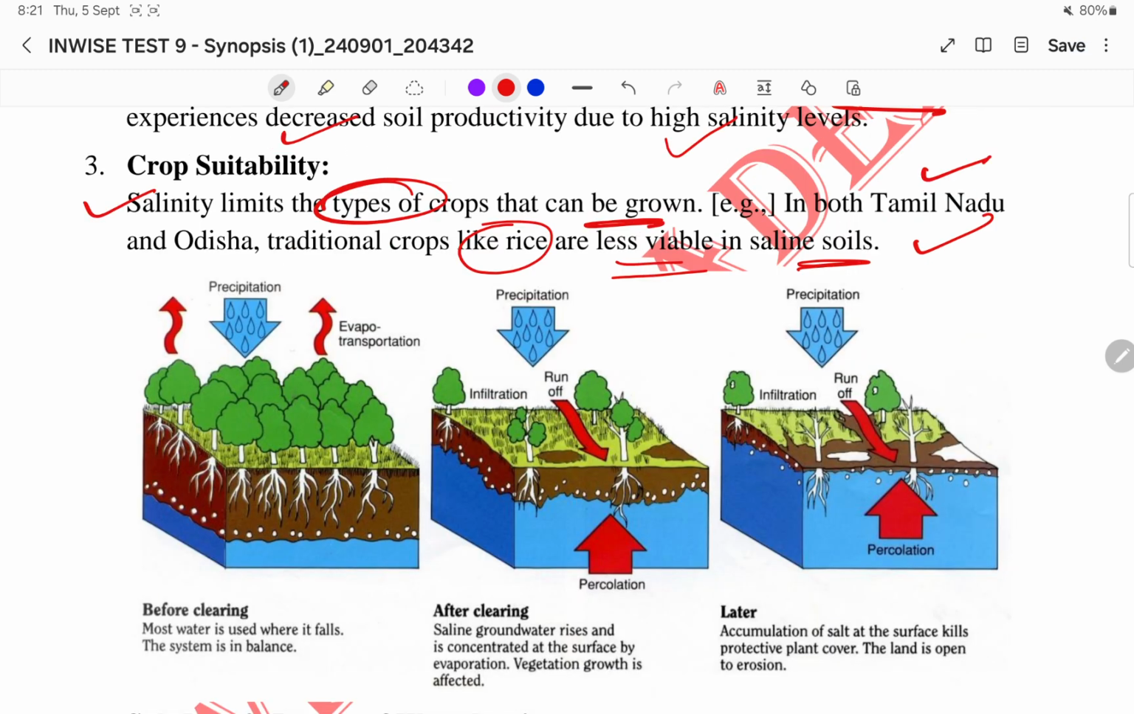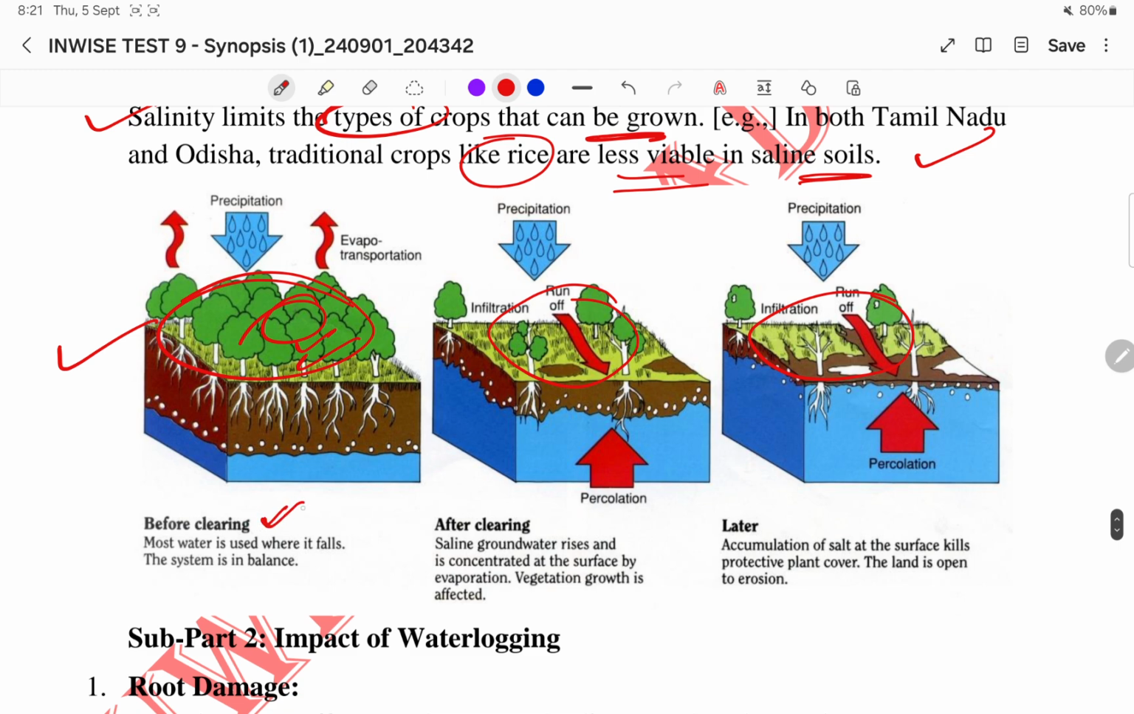Fine. So the diagram here shows the removal of the plants. See here there are so many plants. Here plant density is reduced and here reduced much more. How will this lead to an increase in the salt content in the soil? Because when the plants are there, before clearing the vegetation, the water used falls and the system is in a balanced condition. Then after clearing the plants, the saline groundwater rises and is concentrated at the surface by evaporation.